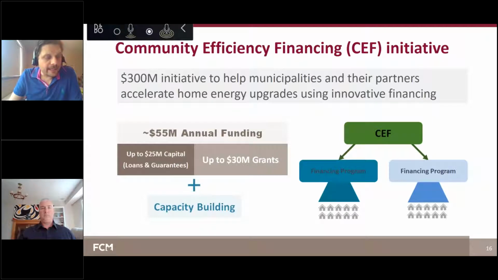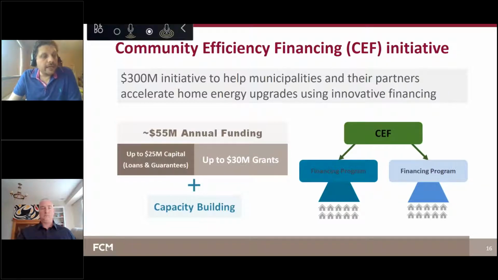So Community Efficiency Financing is a new initiative of the Green Municipal Fund, and its aim is to encourage municipal action to accelerate energy efficiency and renewable energy investments in the low-rise residential sector by using some of these innovative financing models that I've discussed. We heard Jasmine refer to CEF as being a program of programs, in that it supports municipalities to establish or expand their own local financing programs, who in turn support homeowners in making these energy improvements to their homes. So GMF does not directly engage at the individual homeowner level, rather we do so through community programs.